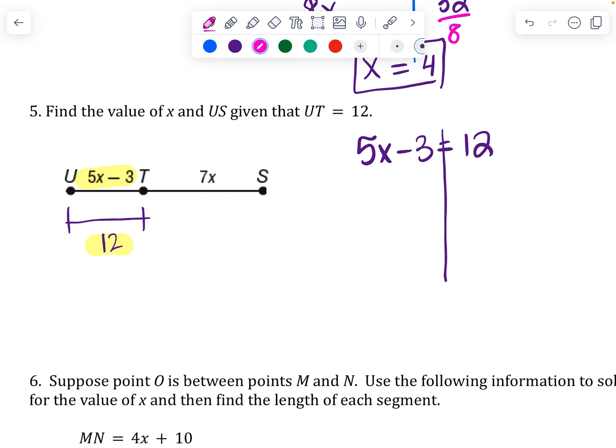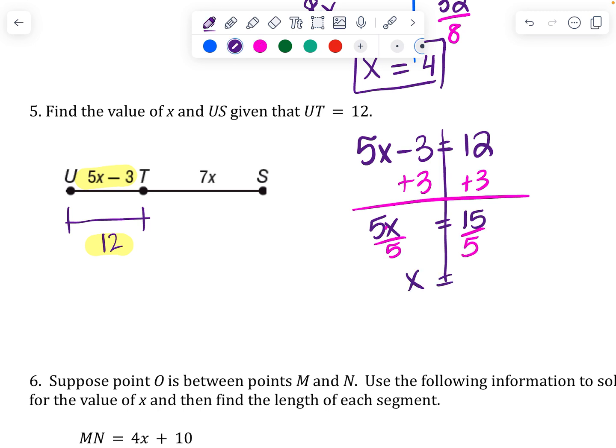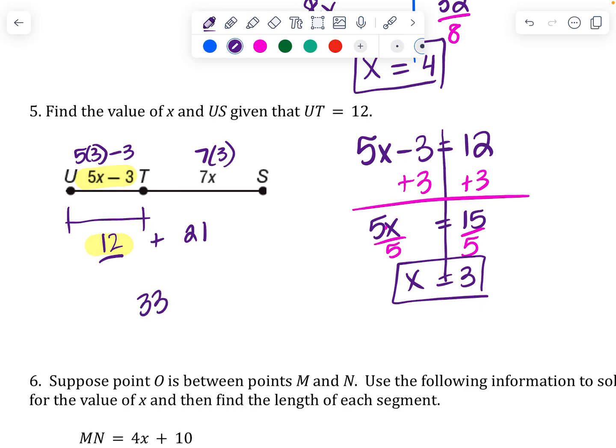So using my inverse operations again, we're going to add 3 to both sides. And we're going to have 5x equals 15. 5x means 5 times, so we're going to divide on both sides. We're going to get x equals 3. So we know that that side was 12, and we could plug 3 back in to just make sure. 5 times 3 is 15, minus 3 is 12. So then 7 times 3 is 21. And then if we add 12 plus 21, you're going to get 33 for the total length of US.